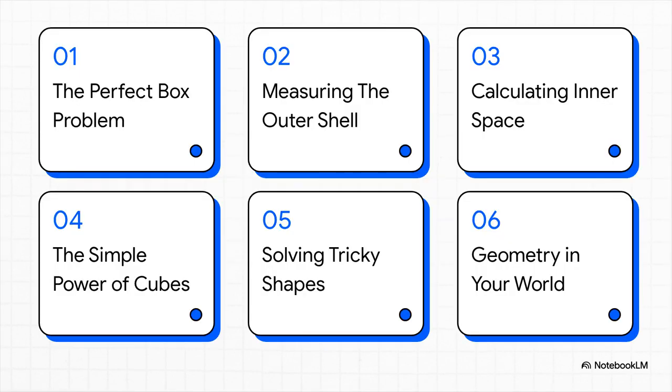So here's our game plan. We're going to kick things off with that perfect box problem. Then, we'll figure out how to measure the outside of a shape and then how to calculate what's on the inside. After that, we'll get into why cubes are so special and even solve some trickier shapes. And to wrap it all up, we'll see how all this math shows up in your world, like all the time. Sound good? Let's do it.